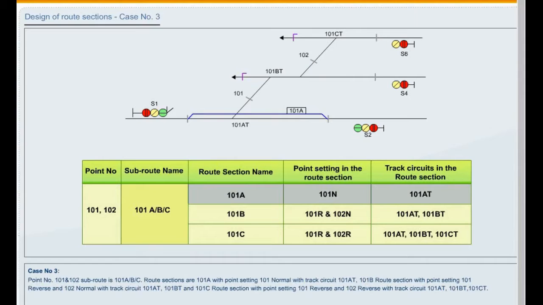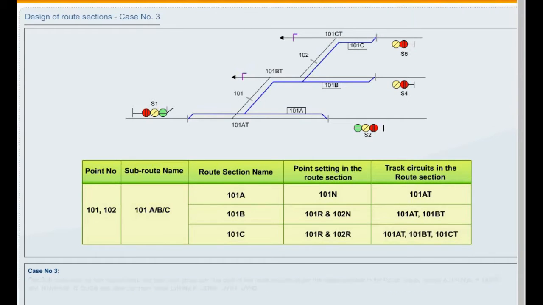Point number 101 and 102 subroute is 101A by B by C. Route section 101A with point setting 101 normal with track circuit 101AT, 101B route section with point setting 101 reverse and 102 normal with track circuit 101AT, 101BT, and 101C route section with point setting 101 reverse and 102 reverse with track circuit 101AT, 101BT, 101CT.